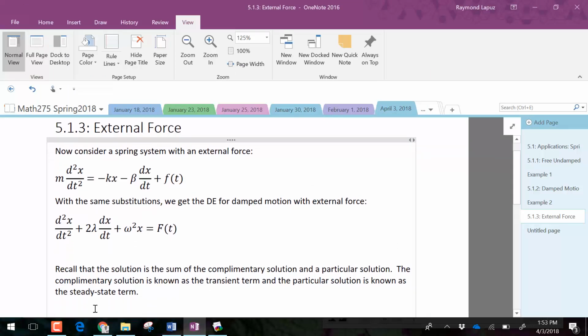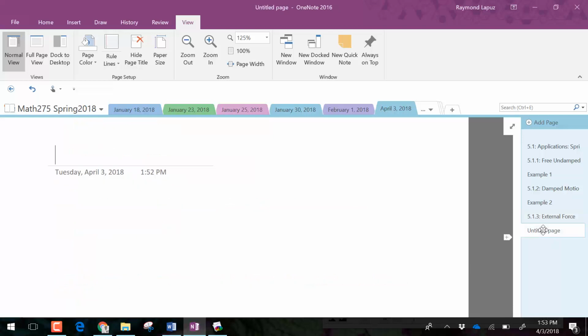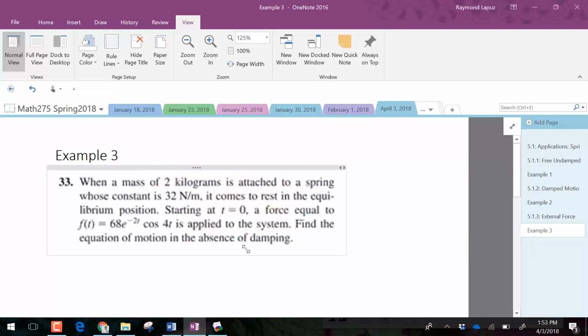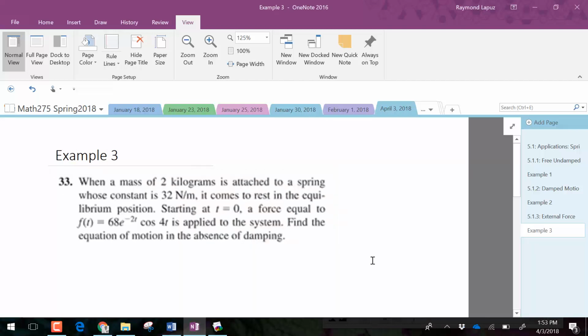I'm going to try to squeeze it onto the same page, but this will take a little bit longer because we have to solve for, maybe it won't take that long. All right, so it's the same setup again, except there's an external force. So let's see if we can do an example. And we're sticking with the metric system here.